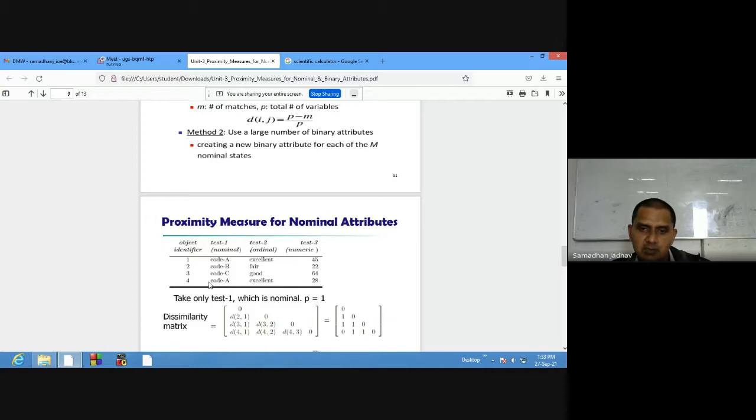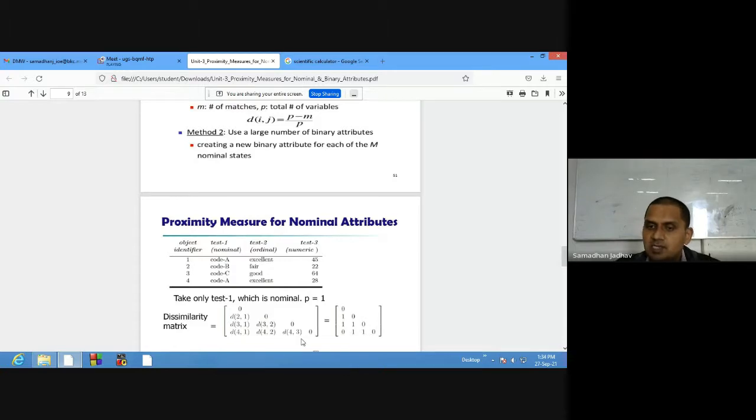Now 4 with 1. So P is 1. 1 minus, this is a match, right? So 1 minus 1 is 0. 0 divided by 1 is 0. So objects 1 and 4 are exactly similar. Why are they exactly similar? Because their dissimilarity value is 0, for objects 1 and 4.